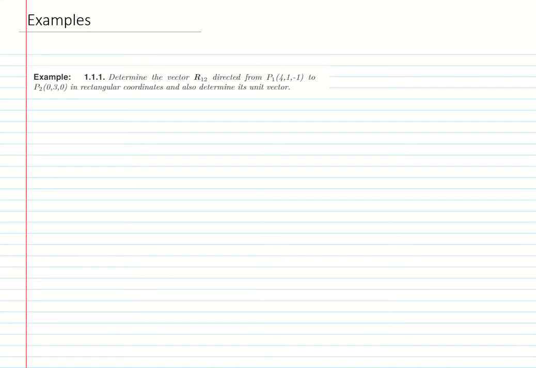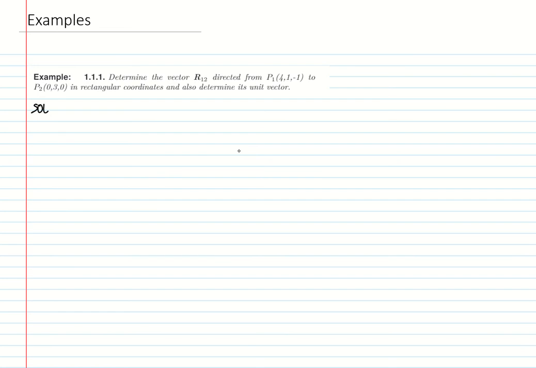Hello. In this video, we will be discussing some examples of the previous discussion on vector notations, unit vector, and vector operations. So let's take this first example. Example 1.1.1. Determine the vector R12 directed from point P1, which is at (4, 1, -1), to another point P2 at (0, 3, 0) in rectangular coordinates, and also determine its unit vector.